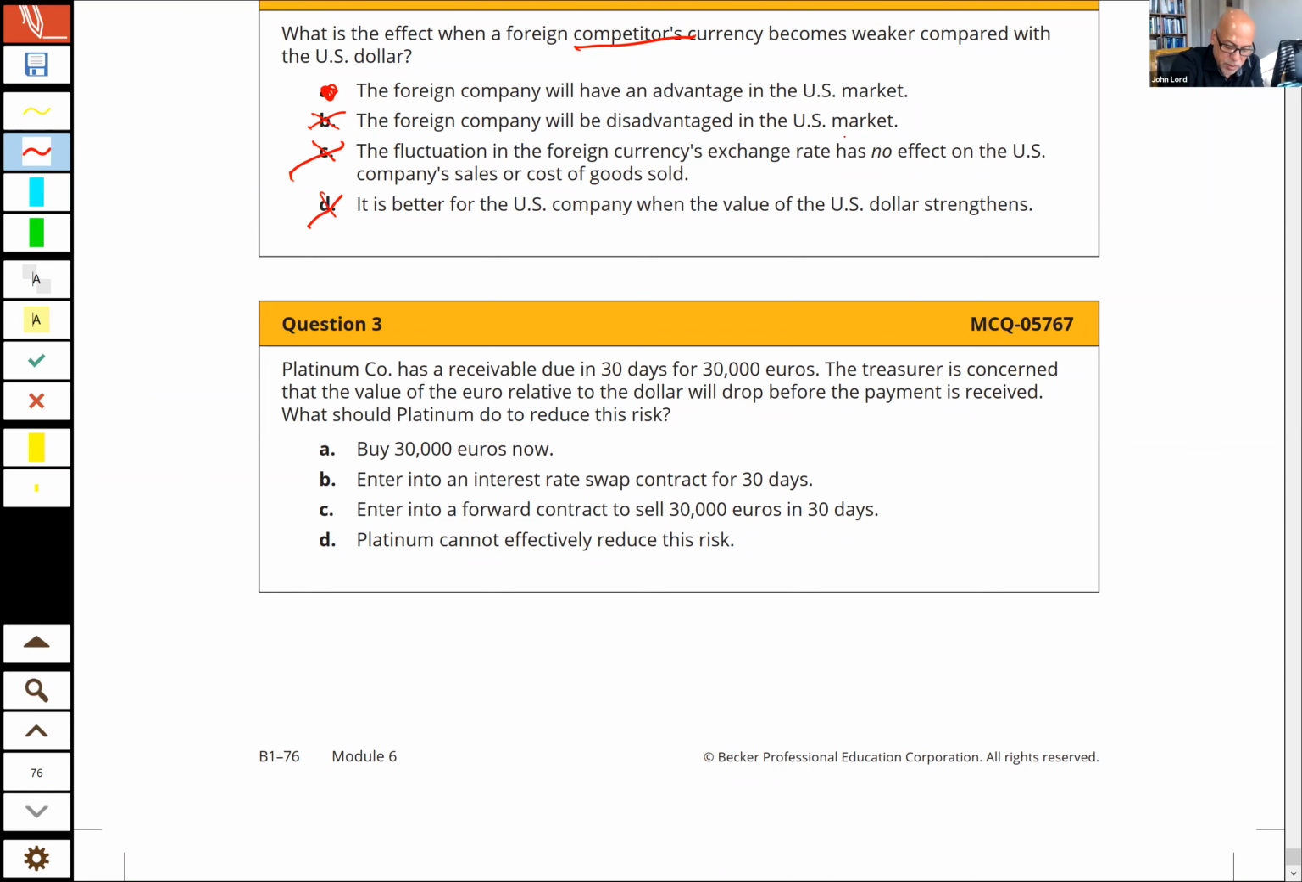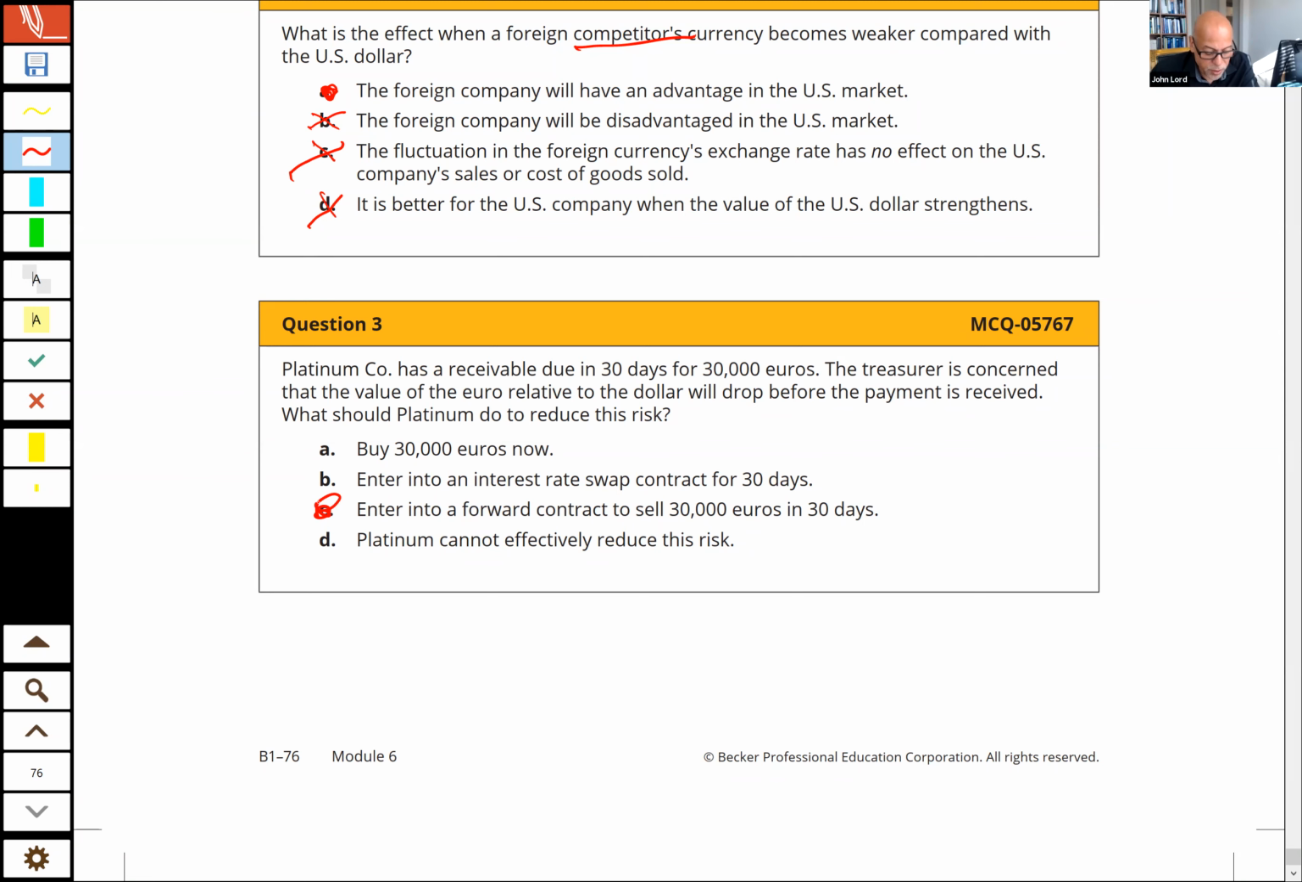Platinum Company has a receivable due in 30 days for 30,000 euros. The treasurer is concerned that the value of the euro relative to the dollar will drop before the payment is received. So we thought we'd get whatever dollars 30,000 euros are worth, and if the dollar drops against the euro, then we're not getting as many dollars back, right? So what should Platinum do to reduce the risk?